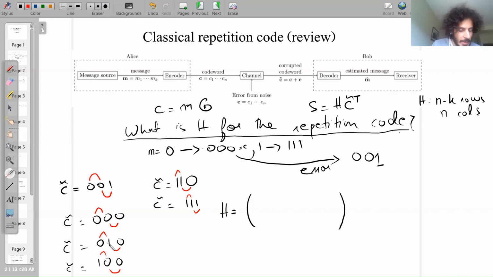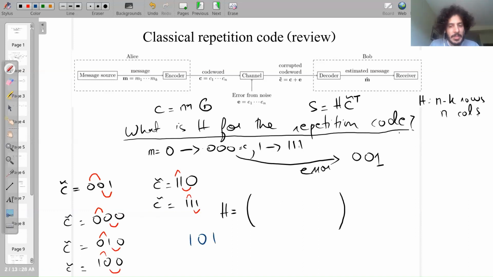So if the first and the second item are different and the second and the third item are different, the only possibility is that they are 0, 1, 0. Obviously, if Alice sent 1, 1, 1, the same kind of thing happens in the other case, right?